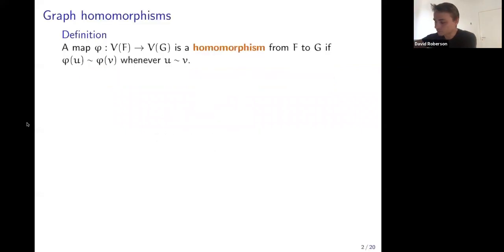So now let's get into the details. First you need to know what a graph homomorphism is. Probably many of you already know, but if you don't, it's just a function from the vertex set of one graph to another that preserves adjacency. So it maps edges to edges. Here I'm using this tilde to denote that the two vertices are adjacent.